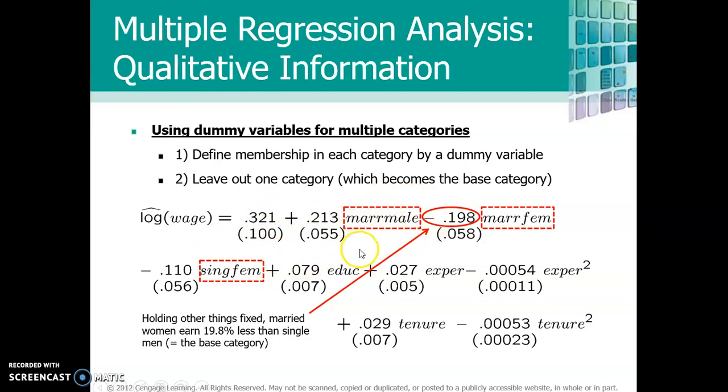So what we are told here is that, holding all other things fixed, married women will earn 19.8% less than single men, because remember that the category that is left out is always used as the base category. If we look at this equation, the coefficient of married female says they are earning 19.8% less than single men. All right, so that is basically how we do the interpretation.